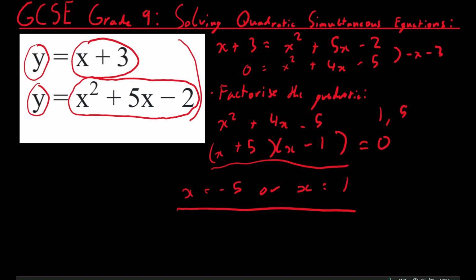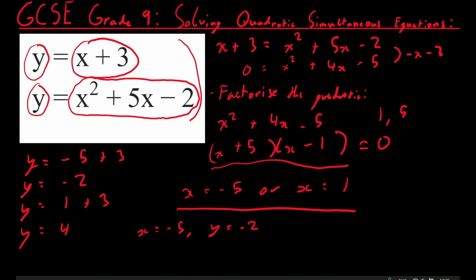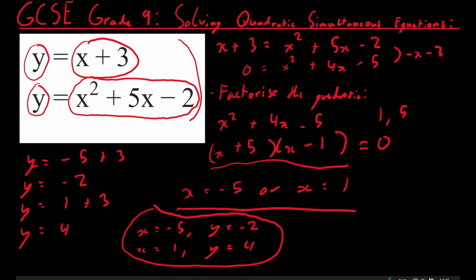And now to find the y values, we just plug each of these back into the equation. So y is equal to negative 5 plus 3, so y is equal to negative 2. And then y is equal to 1 plus 3, so y is equal to 4. So when x is negative 5, y is equal to negative 2. And when x is equal to 1, y is equal to 4. This is the answer to this simultaneous quadratic equation.